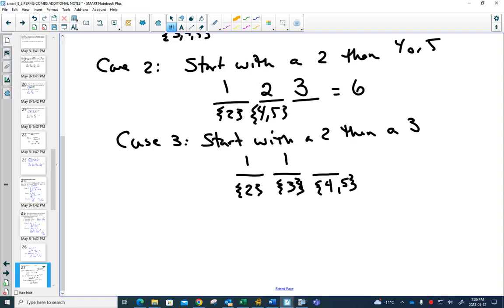Or you might be tempted to say, oh, there's 3 choices here. It could be 3, 4, or 5. But the 3 has been used up. So there's only 2 choices here. 1 times 1 times 2 is 2. Add up 36 plus 6 plus 2, and there'll be 44 ways in total.